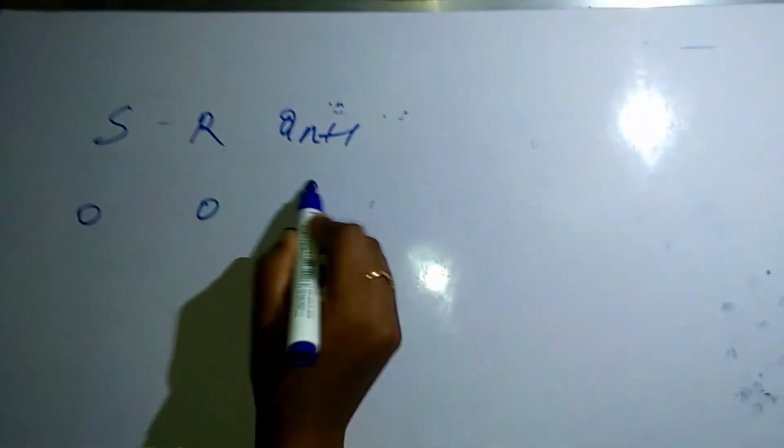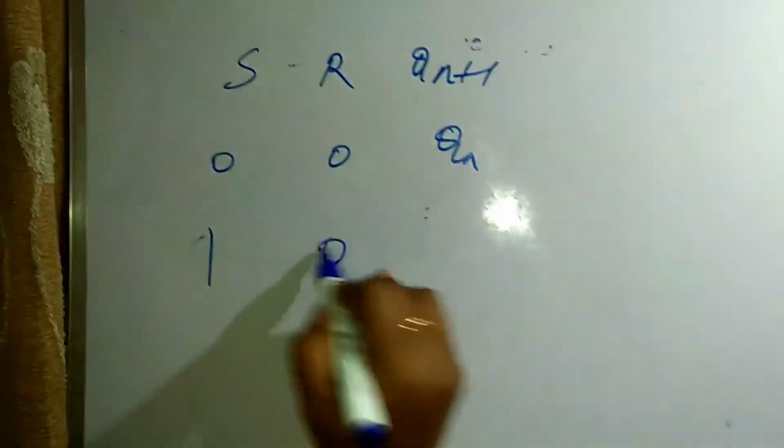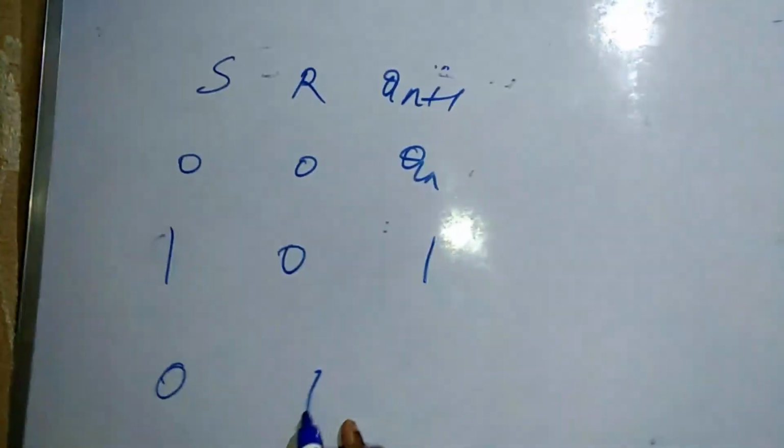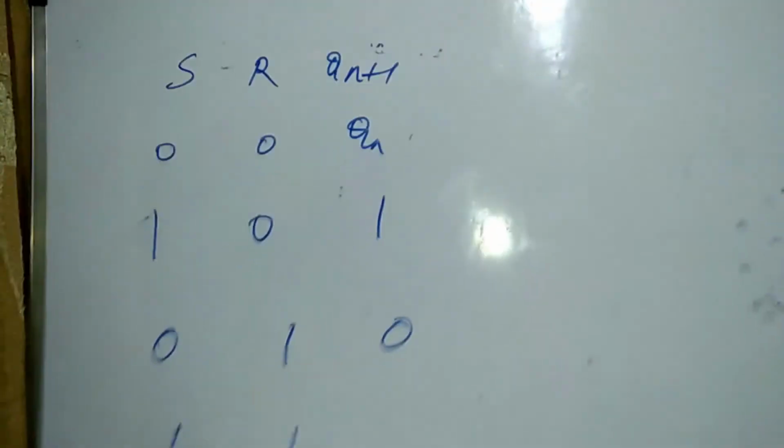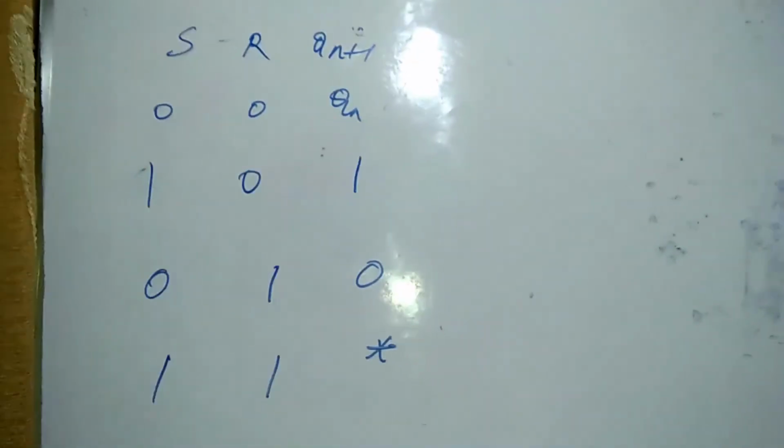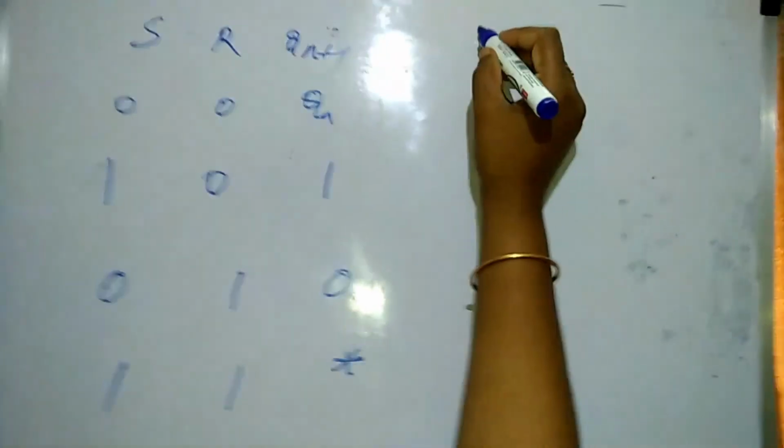And the last flip-flop is our SR flip-flop, the set and reset flip-flop. The truth table of it is, you have S, R and Qn plus 1. So it is 0, 0, which gives us the present state. For 1, 0, it gives 1. For 0, 1, it is 0. And actually for 1, 1, it is said to be a don't care state or ignoring state.